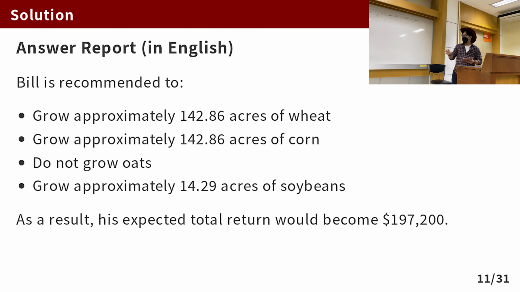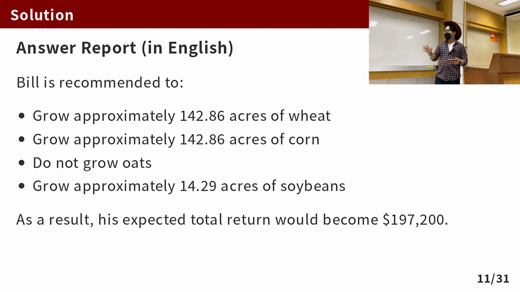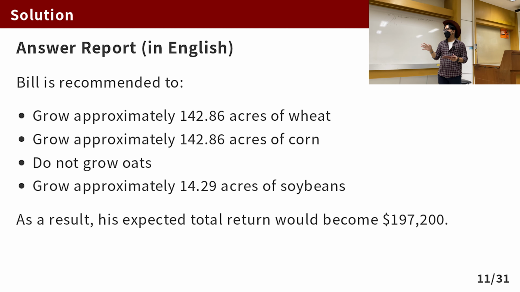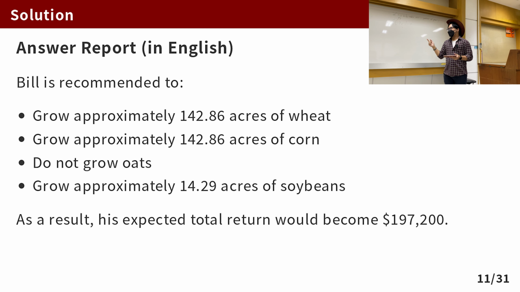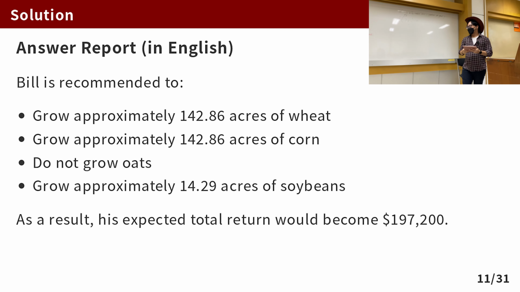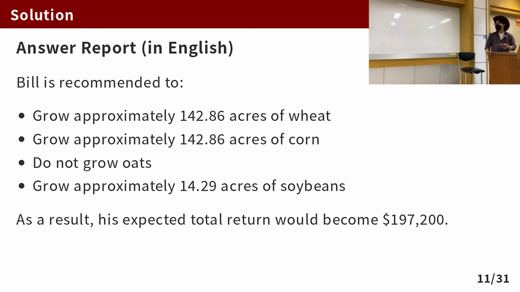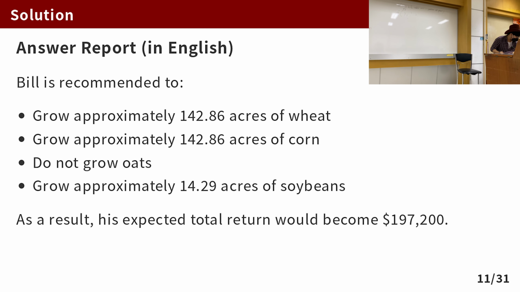So in conclusion, Bill is recommended to grow approximately 140 acres, spend 142-ish acres of land to grow wheat and corn, and about 14.3 acres to grow soybeans, and he should not grow any oats, because if we actually go and look at the table, which we will not, the oats actually has the worst yield and price overall, so that's why he should never do it. And as a result, his expected total return would be that amount.